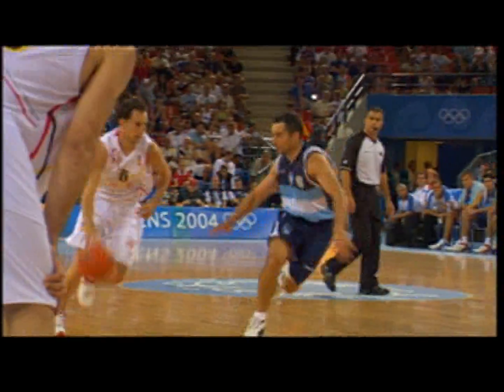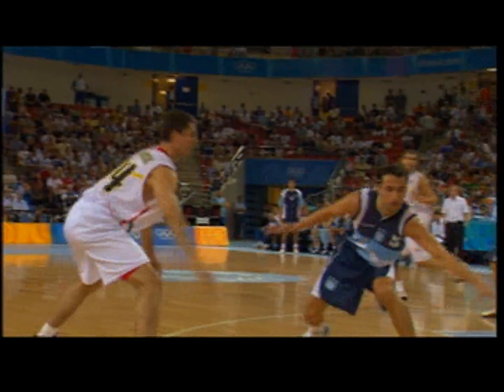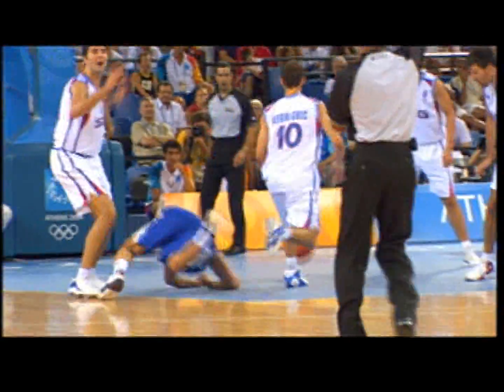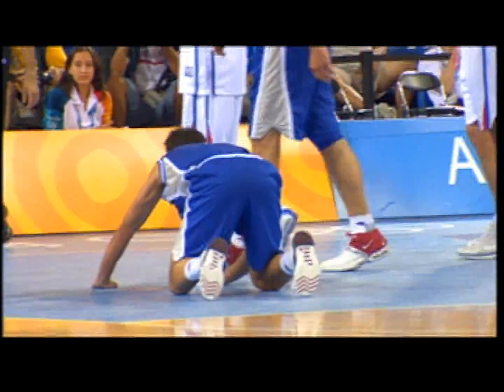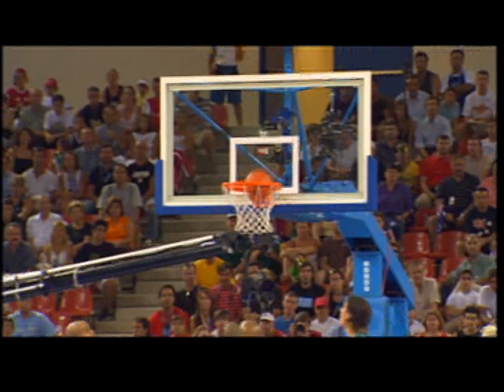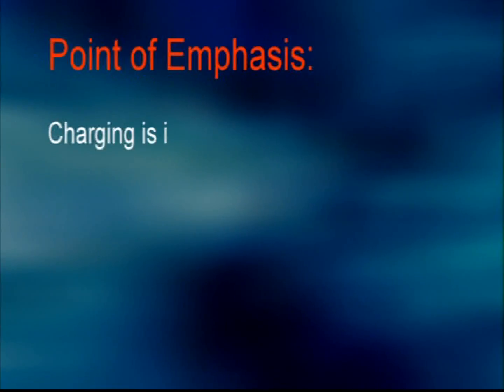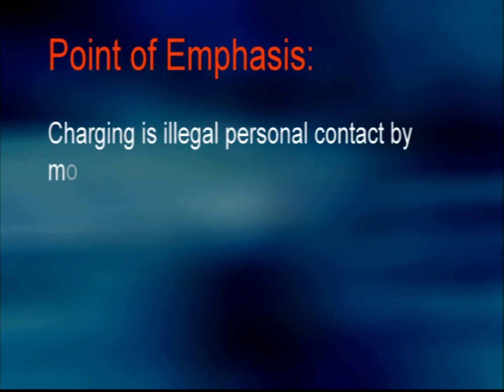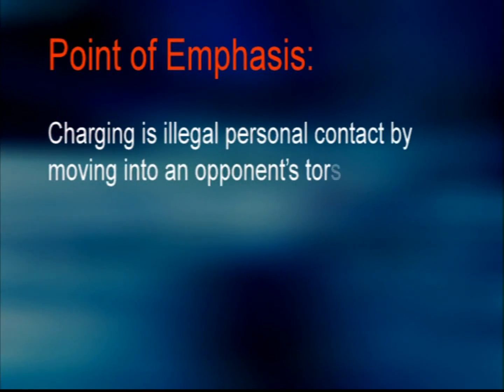When judging contact situations between two opponents, the officials must apply the principles of establishing a legal guarding position by the defensive player: stationary position of the defensive player, legal lateral or backwards movement, principles of cylinder and verticality, regulations governing player in the air. Point of emphasis: charging is illegal personal contact by moving into an opponent's body.